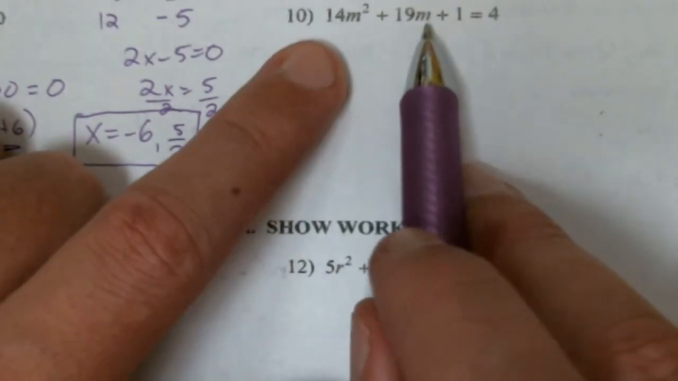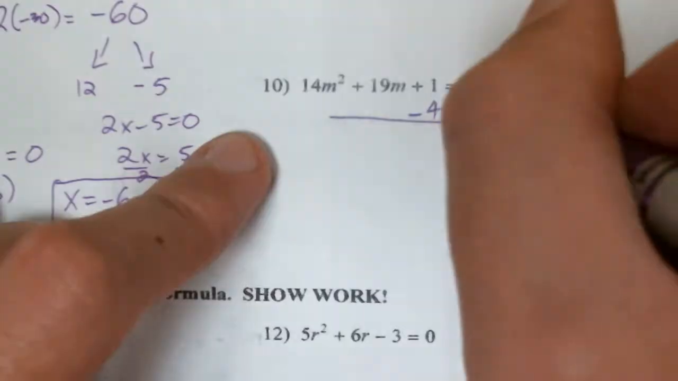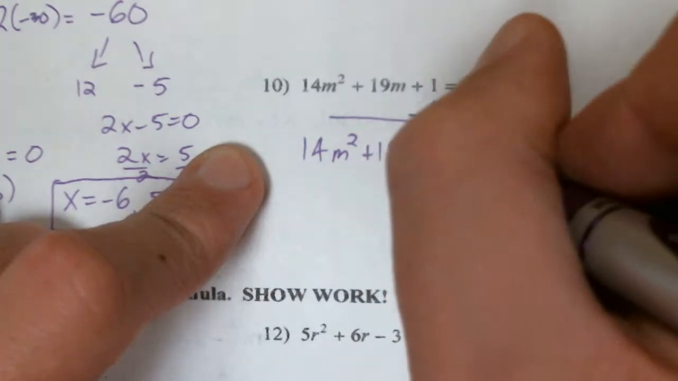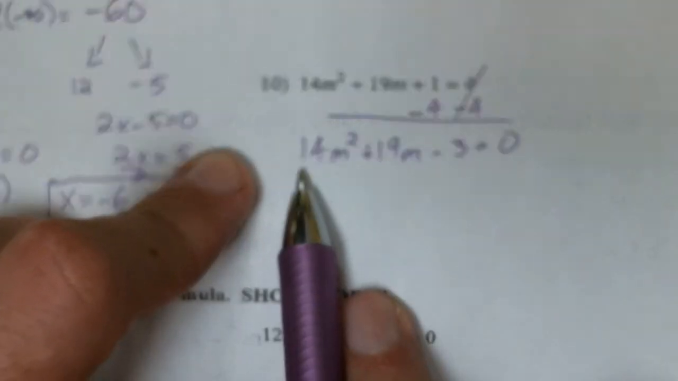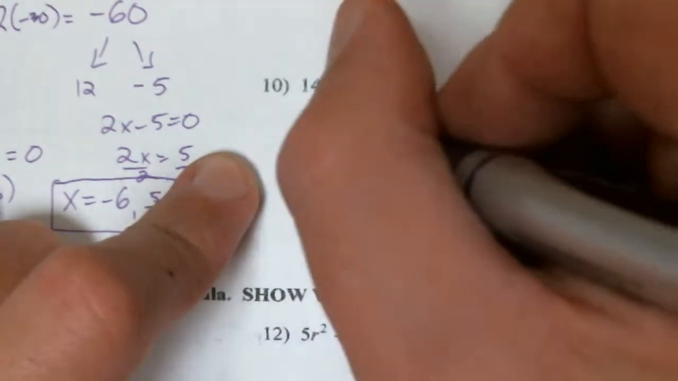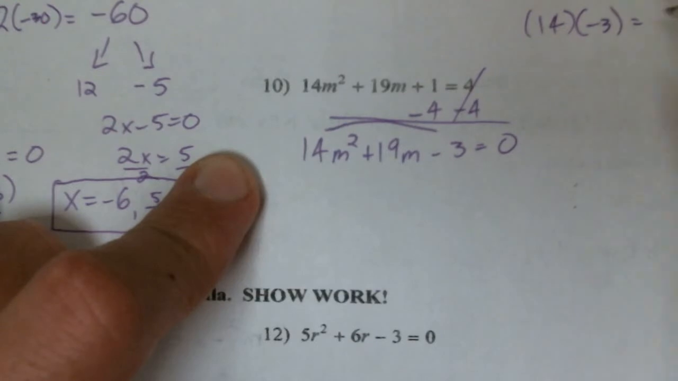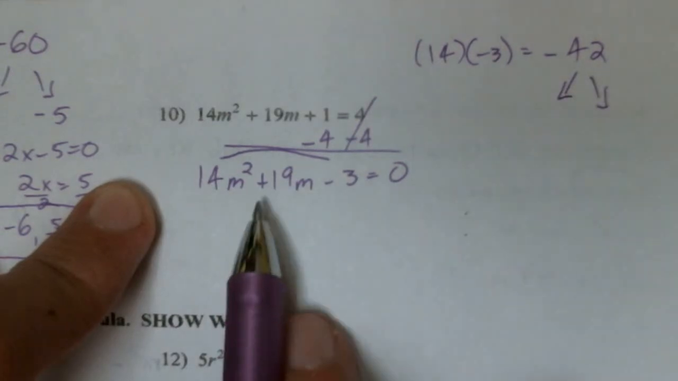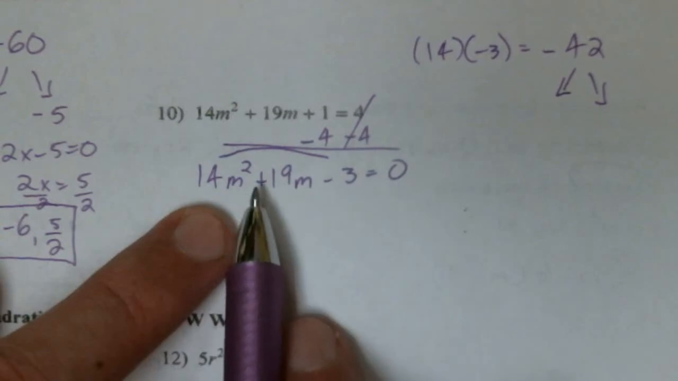Okay, number 10, I don't have it set equal to 0, so let's move the 4 to the other side. So I have 14m squared plus 19m minus 3 equals 0. That's not a perfect square. I can't pull out a GCF, so I got to do the rainbow thing again. 14 times negative 3, a times c gives me negative 42. And now I'm looking to see what are the factors of negative 42 that will give me 19. If that's negative, one's positive, one's negative.